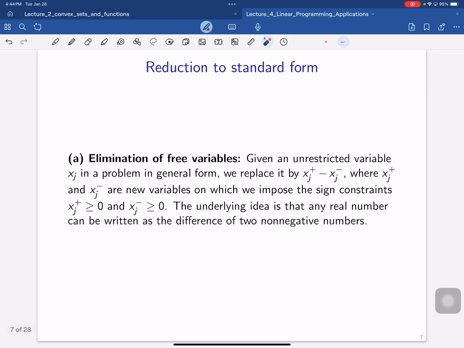So one simple thing to do is, if a variable xj in the problem is unconstrained, then you can replace it by xj plus minus xj minus. So any real variable can be represented as a difference of two non-negative variables. And then you can impose the non-negativity constraint on xj plus and xj minus. The underlying idea is that any real number can be written as the difference of two non-negative numbers.